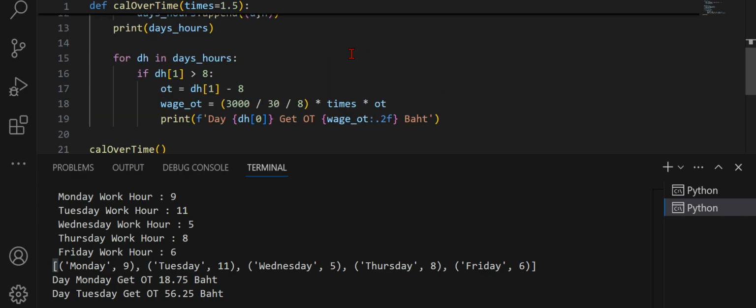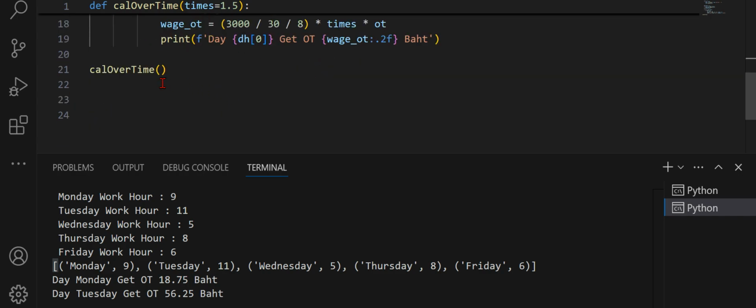And then if the days hours has more than 8, the OT is going to be like 3,000. What is it again? Divide 30 and divide 8, multiply times and multiply OT, print day. Days, hours, then get OT wage, OT pay, and then call overtime.